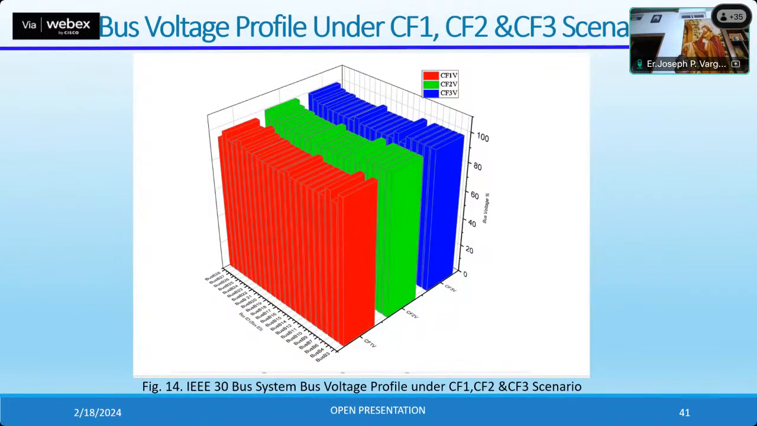This is the comparison of voltages. This case number 3 is using SVC, that is not considered in this presentation. And this is the normal system. This is with the DG penetration, the voltage is improved.